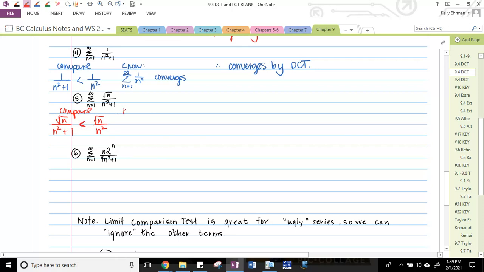Instead of keeping it as n to the 1/2 over n to the second, why don't we go ahead and subtract those exponents? 1/2 minus 2 is negative 3/2, or 1 over n to the 3/2. That's a p that's greater than 1. That series converges. The larger series converges and pushes down on the smaller series. So, therefore, the smaller series converges by DCT.